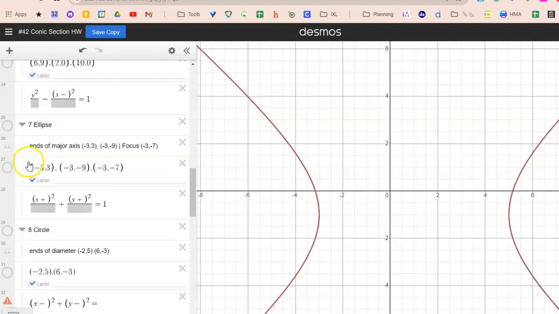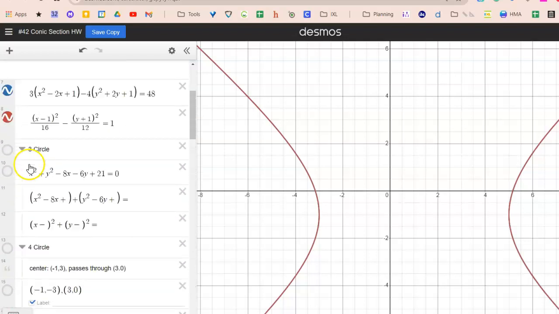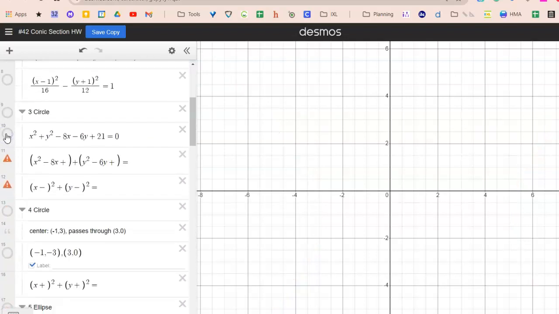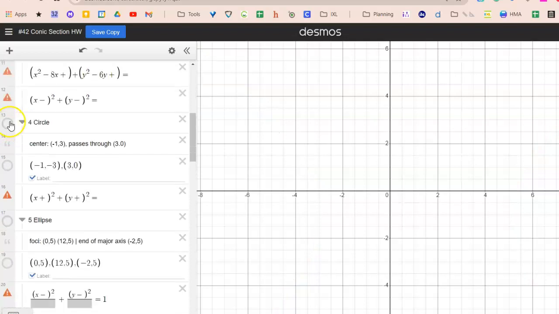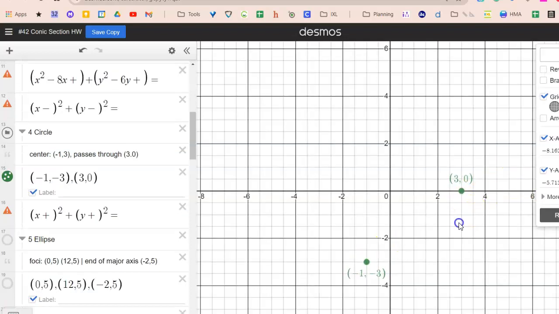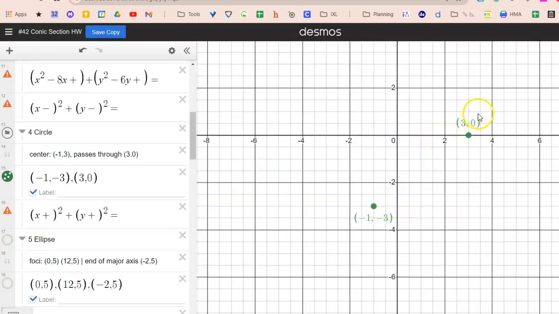Now when you get down to these other ones, they're a little bit different questions, right? So let me show you one of those. Skip 3, go to 4. So 4 says, it's a circle. They tell you it's a circle. The center is at -1, 3, and it passes through 3, 0. So I plot those points here. So those points are plotted right here. See that? So when you put your equation in, the circle should be centered right here, and it should go through 3, 0. Right?